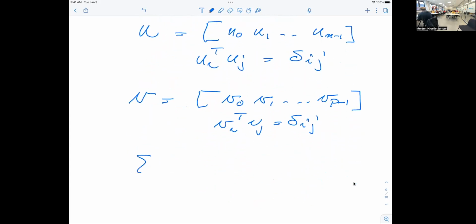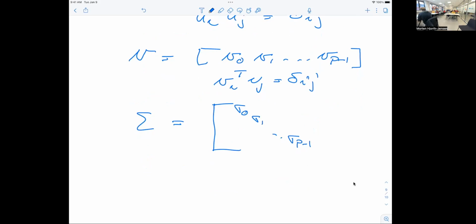Then what I have next is that this matrix sigma is now a matrix of dimensionality n times p. And along the diagonal, you have the so-called singular values. So there's a sigma 0, there's a sigma 1, and they go up to sigma p minus 1. So that would be the rank of this matrix. And then we have zeros. So this reflects the fact that you may have an eigenvalue which is 0. So you cannot escape that.